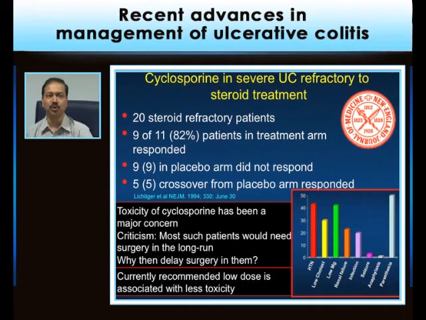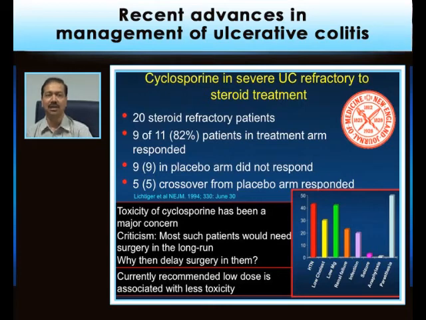But the problem of cyclosporine is toxicity, because toxicity includes hypertension, low cholesterol, low magnesium, renal impairment, infection, seizure, even anaphylaxis, and also there can be neurological side effects. Another reason why cyclosporine has been criticized in the initial studies is that when you give cyclosporine to this patient, though 80% respond, most of them require surgery during the next 6-month follow-up. So the surgeon will say that you just delayed the surgery.